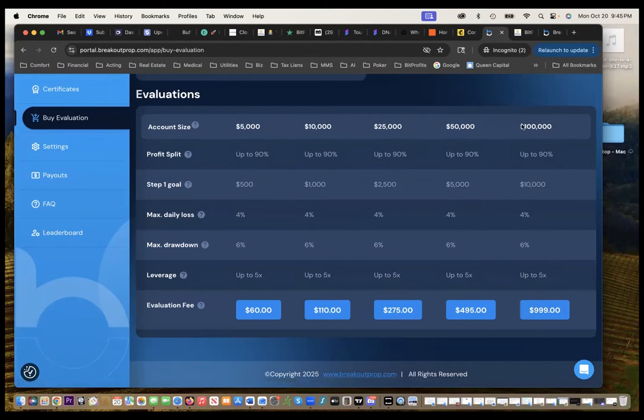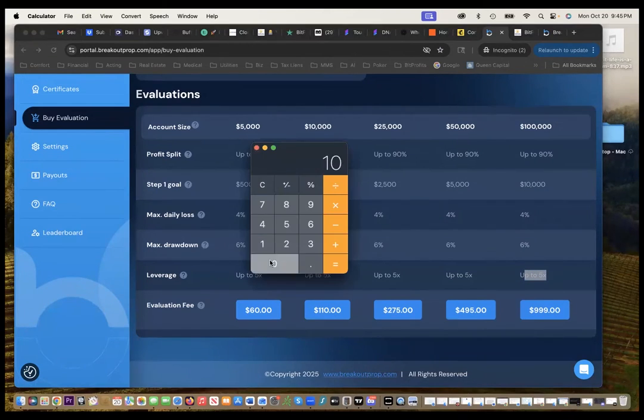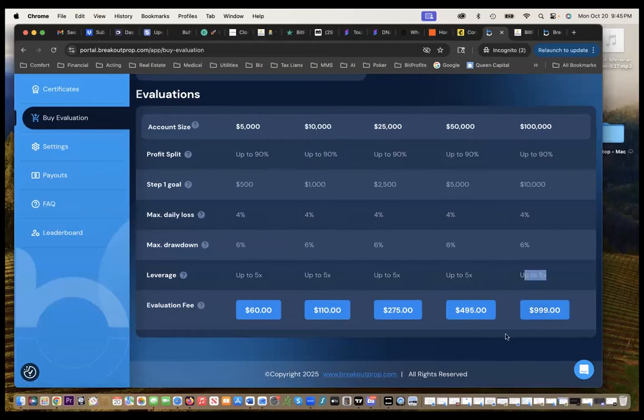Let me repeat that. You can get $100,000 with up to 5x leverage. So realistically, if you trade Bitcoin on here, you're really trading up to $500,000. A $100,000 account size times 5x leverage, $500,000. That's what you trade in. And it only costs you 999.